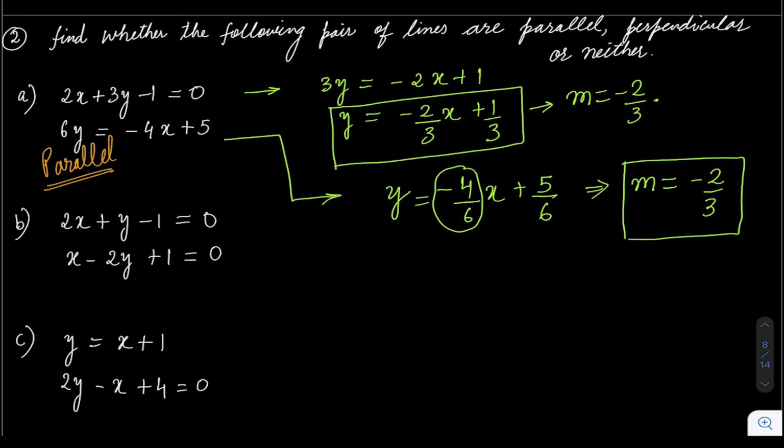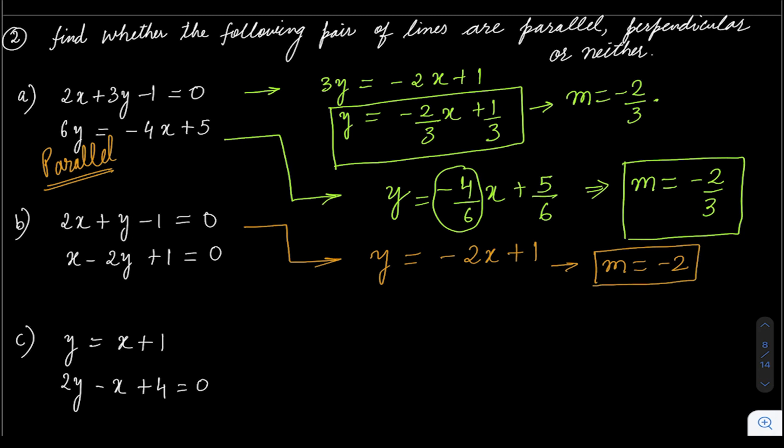Now same fashion, we can try the second question. Okay, let's find the gradient of this line. So gradient will be y equals -2x plus 1. We can write the line like this, and which will give me my gradient as -2.